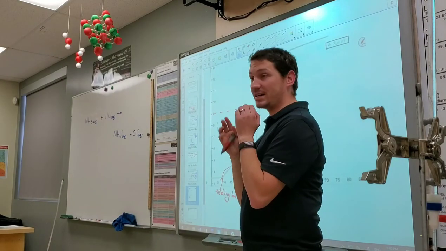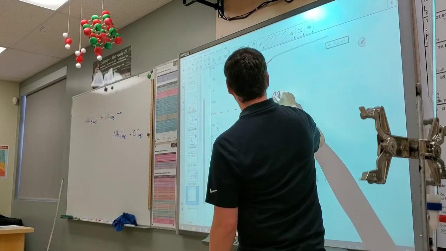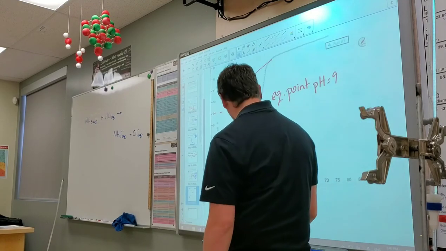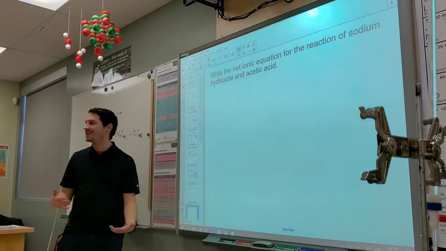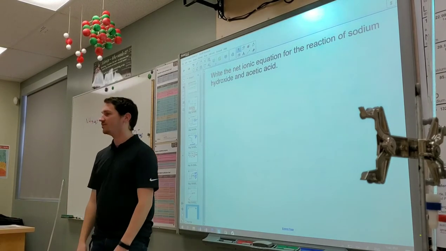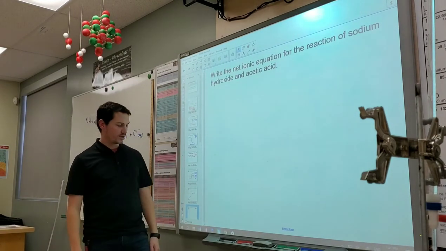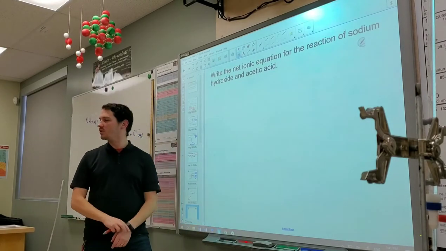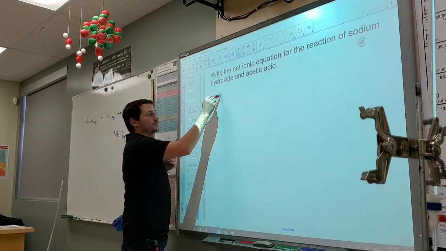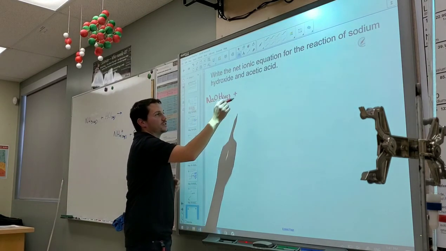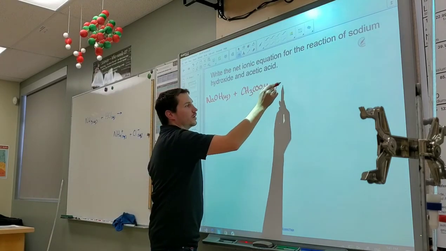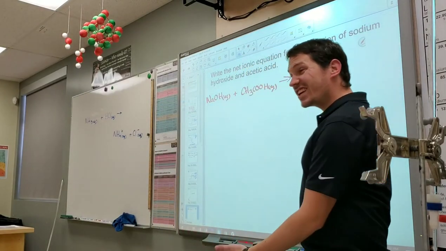And let's prove that to ourselves. This is an equivalence point of pH 9. Let's prove to ourselves why it's a pH of 9. Let's write a net ionic equation for the reaction of acetic acid and sodium hydroxide. This is going to be really easy. Don't worry about it. Sodium hydroxide is reacting with acetic acid. What's it going to turn into?